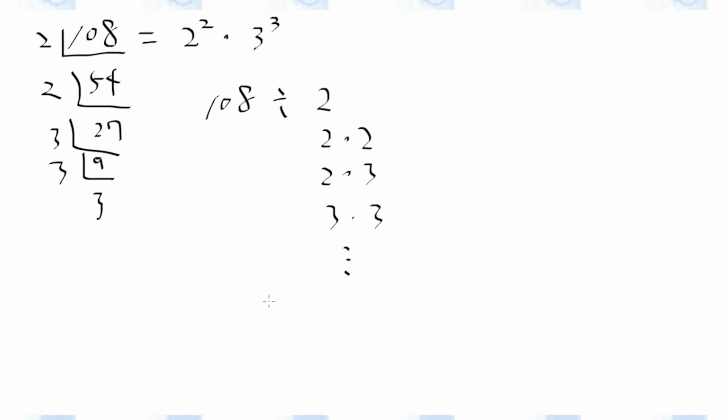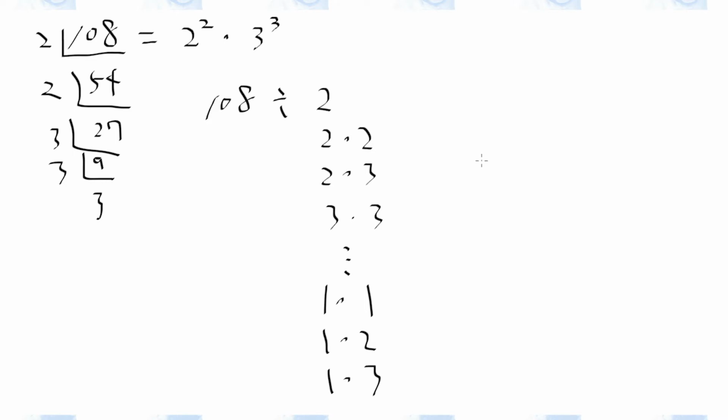So 108 is 2 squared times 3 cubed. It can be divided by, for example, 2 or 2 times 2 or 2 times 3 or 3 times 3 and so on. So we can rephrase the question as how many combinations are there? And we shouldn't forget that we can also divide it by 1 times 1 or 1 times 2 or 1 times 3 and so on.